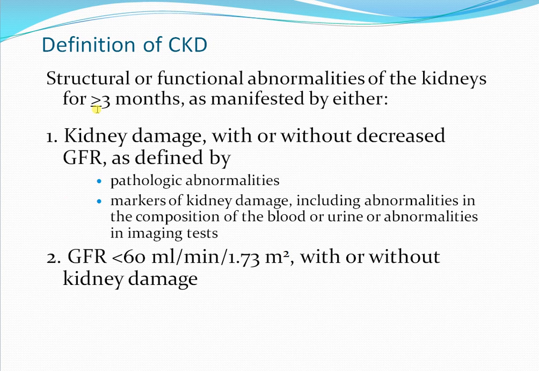So if you are able to demonstrate that somebody has a glomerular filtration rate of, I will tell you the value as we talk about the stages of kidney disease. If you are able to demonstrate that there is damage to the kidney which lasts for more than 3 months without a recovery, that's when you call it chronic kidney disease.